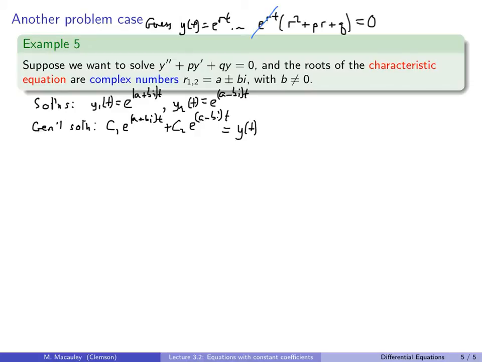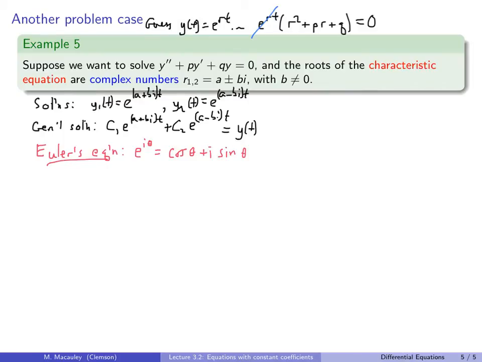As I said, there's a better way to write this general solution, and it all depends on something that's called Euler's formula, or Euler's equation. And this is that e to the i theta, for any theta, is equal to cosine of theta plus i sine of theta.